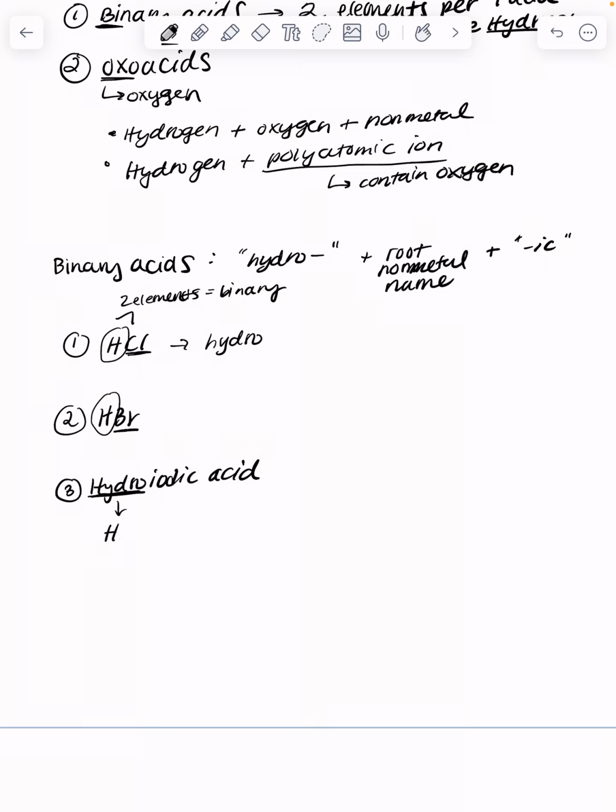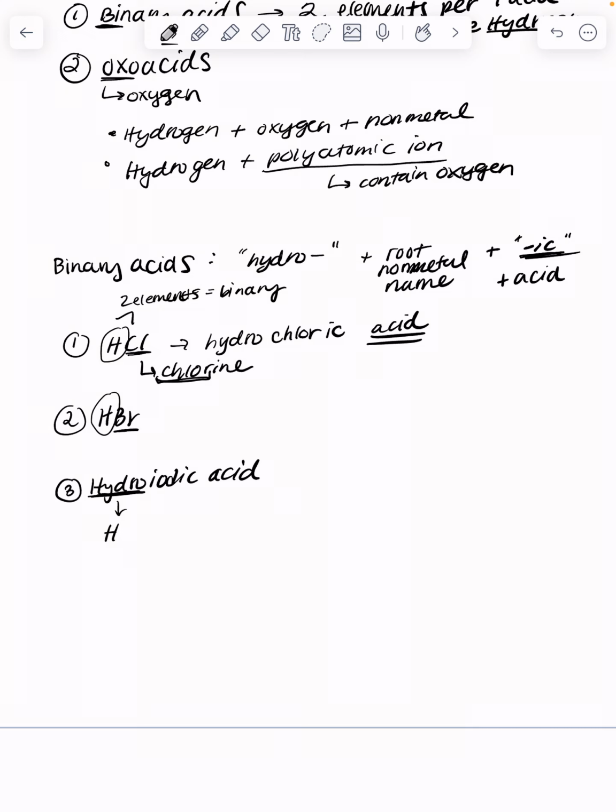Hydro, awesome. Then I'm going to take my root nonmetal name. So I know that my root nonmetal is going to be chlorine, right? I know this is chlorine, and I want to take the root out of it. So I'm going to take chlor, and I'm going to put it next to hydro. So hydrochlor, and then I'm going to add ic, my suffix, so hydrochloric, and then you add the word acid, right? I forgot to add that, but then you add acid. So hydrochloric acid, that's the first one.